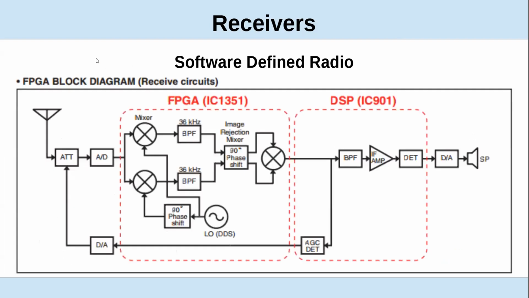Okay, for a software-defined radio, this is a fairly typical one. In fact, this is a diagram out of my 7300 ICOM radio. And you notice these dashed red lines. Those are two integrated circuits. So all of that is taking place in two integrated circuits.